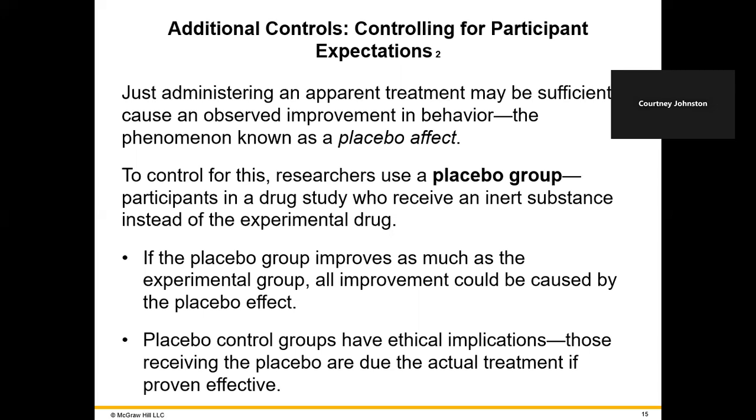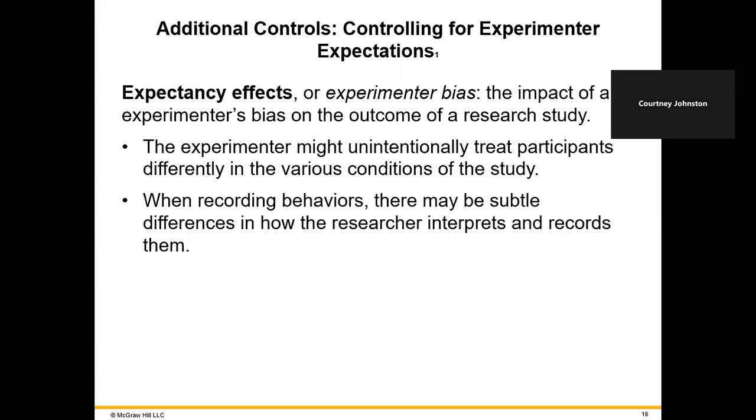So if the placebo group improves as much as the experimental group, all improvement could be caused by the placebo effect. And these placebo control groups do have ethical implications. Those receiving the placebo are due the actual treatment if proved effective. So the ethical issue here is that we have to make sure that all participants have the right to the benefits of the study. And so if there is a positive effect on the experimental group, but not the placebo group, you need to make sure that the placebo group also has the opportunity to receive that treatment as well to fulfill your ethical duties.